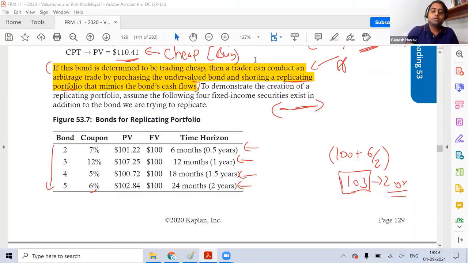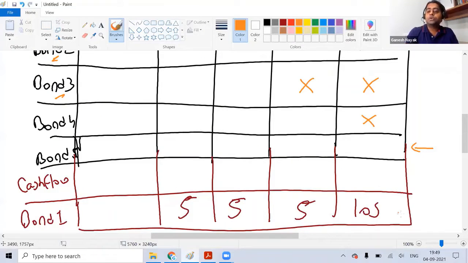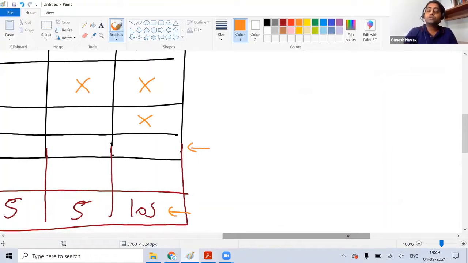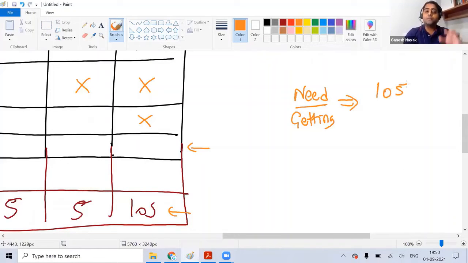But if I go to the table, I need how much? I need 105. So you have to use this basic formula: what is the need and what you're getting? Now this is logical also. Don't worry. I want $105, but if I pick up this bond entirely, that means 100%, then I will only get 103. Divide this, and what is the answer that you are getting? Divide this and get me the answer.